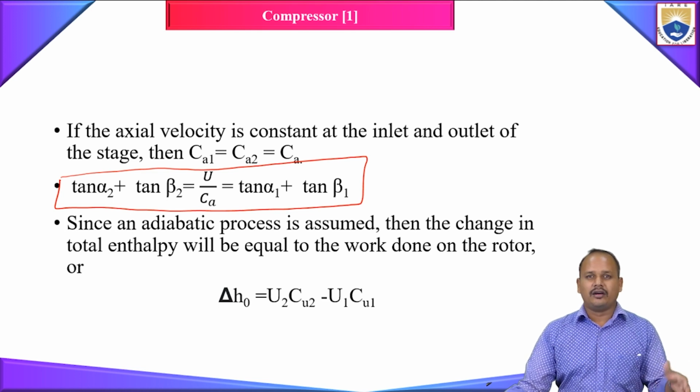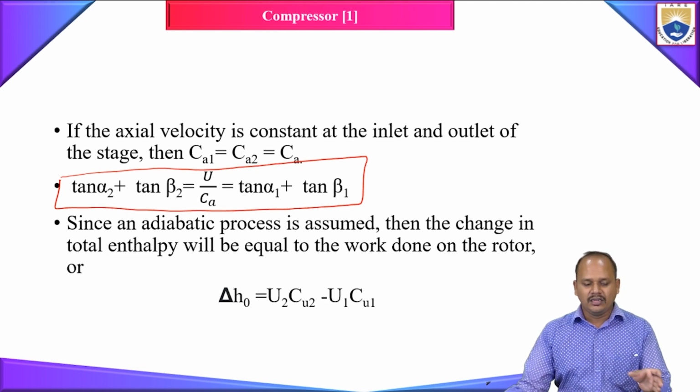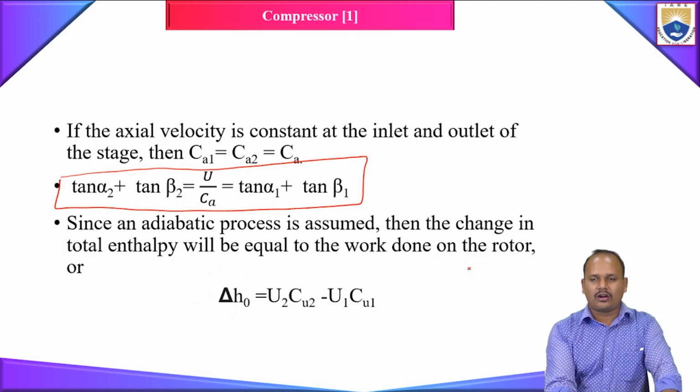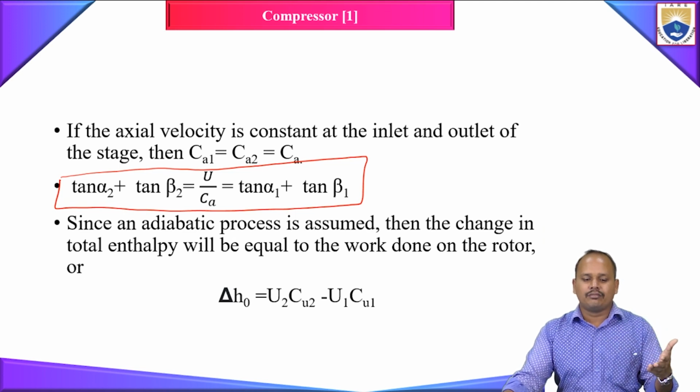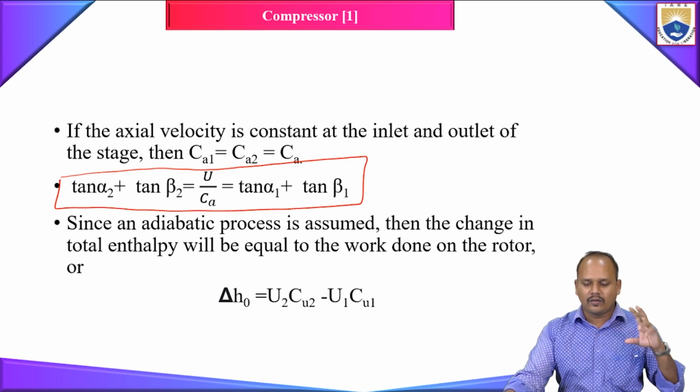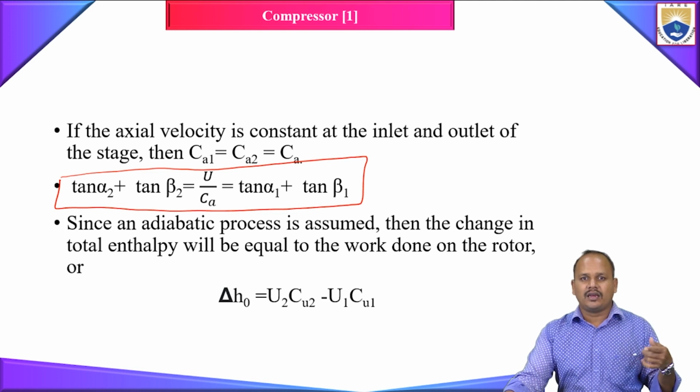If I take my process as adiabatic, then I can say from the thermodynamic relation, the change in the enthalpy across your rotor will be equal to the work done on the rotor. If I'm giving some amount of work input to my rotor, obviously there is going to be a change in enthalpy of my flow. So I can write the change in enthalpy delta H naught, that is the enthalpy change across the rotor, because we are not giving any work input in the stator. In the stator, dynamic pressure is simply converted into static pressure, whereas in the rotor we are rotating. Basically, that is the work input we are giving.